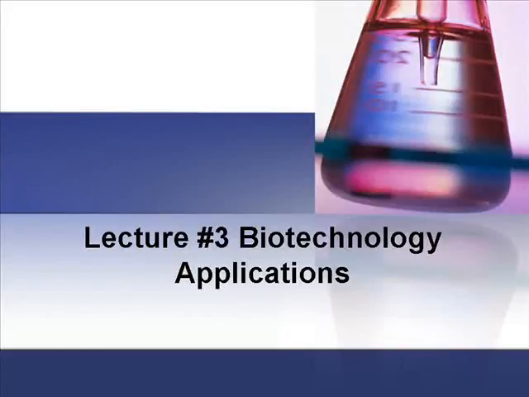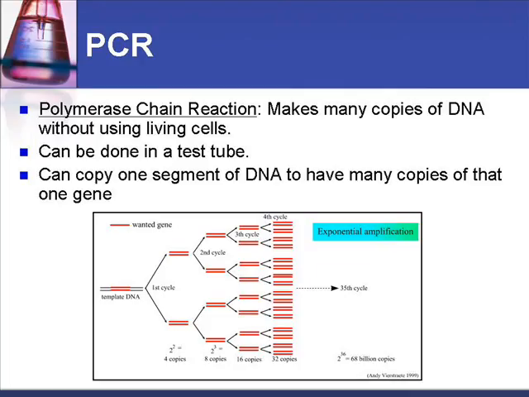In this lecture, we'll be exploring a few of the biotech applications, besides genetically modified plants and animals. The technique that opened up all these applications of DNA technology is called PCR. PCR stands for polymerase chain reaction. This makes many copies of DNA without using living cells. This enables scientists to take a small bit of DNA and amplify it over multiple times. So one gene can be copied over and over again, allowing scientists to have enough DNA to do their experiments.